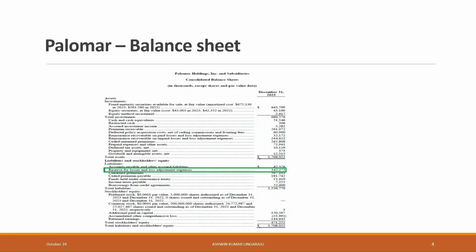Palomar is a reputed and profitable insurance company, and here is the balance sheet as at December 31st, 2023. As you can notice, we have highlighted the reserves in green, and the data is in thousands. So we have reserves of about 342.275 million, and it is under the liability section because these are the loss estimates that are to be paid out. Let's understand how we arrived at this reserves value of 342.275 million.